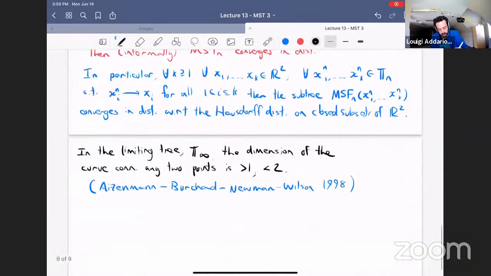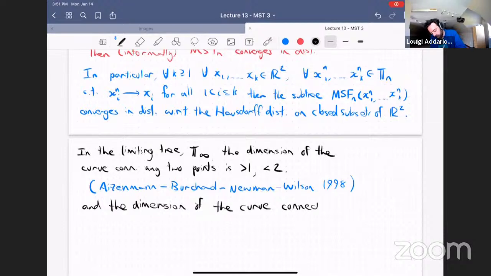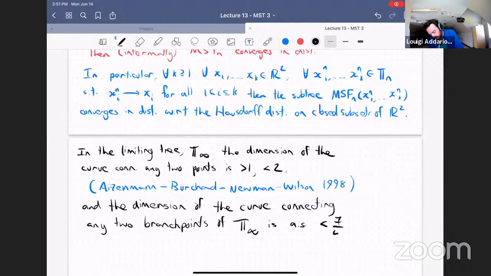Okay, and then the thing that I said I was about to tell you is about the black curves. So this says that the dimension of the curve connecting any two branch points of T infinity is almost surely strictly less than 7/4.